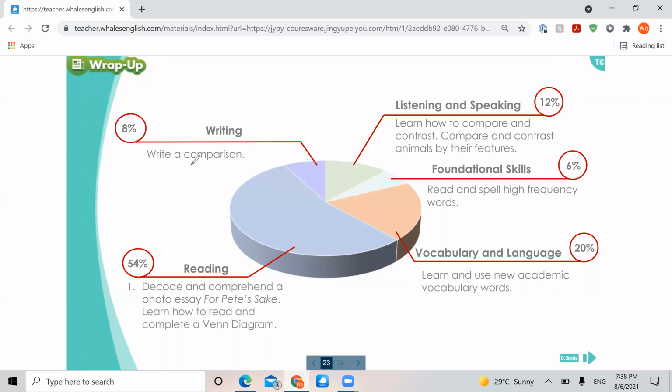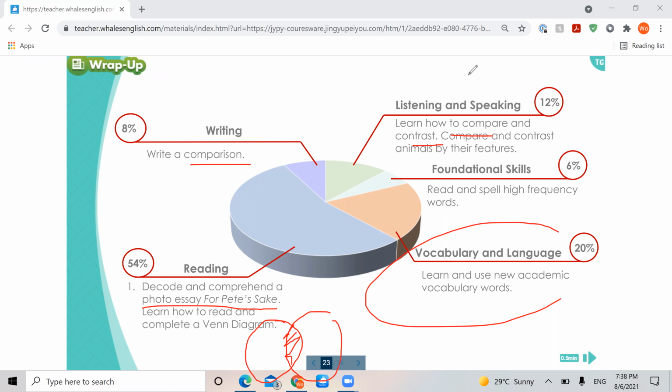Today, we learned about comparing. We also read the photo essay For Pete's Sake. We learned how to compare between Pete and his friends using the Venn diagram. We learned how to compare and contrast between Pete's friends and our friends. We also learned some new words.